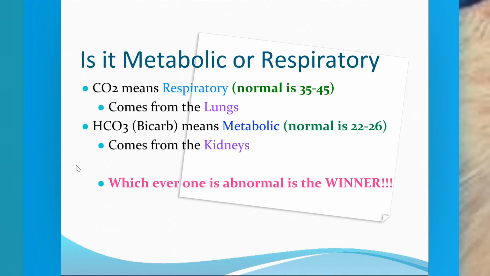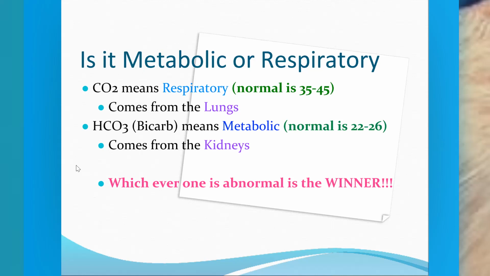But if our bicarb is not correct here, right? Our bicarb is abnormal here, then we have a metabolic issue, all right? And so the metabolic issues are coming from our kidneys, okay? So that means that something is off within our body system here, right? So we have to give fluids this way. We have to fix something that way, all right?